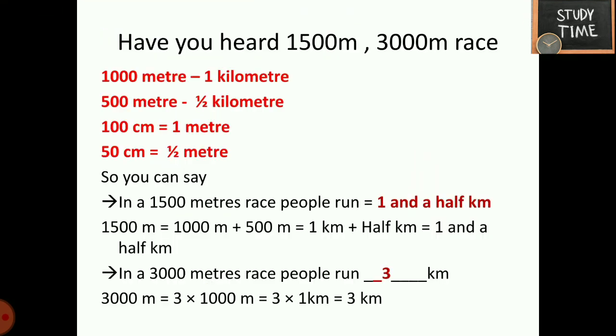Next, have you heard of the 1500 meter or 3000 meter race? 1000 meter is 1 kilometer. 500 meter is half kilometer. 100 centimeter is 1 meter. 50 centimeter is half meter. So when you say a 1500 meter race, how many kilometers can you calculate?